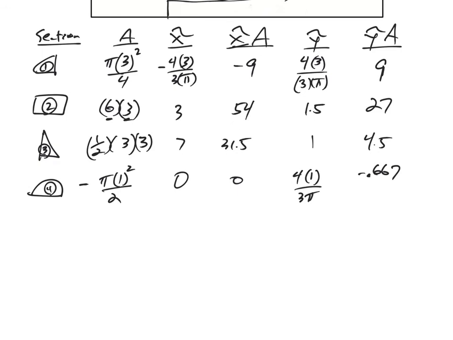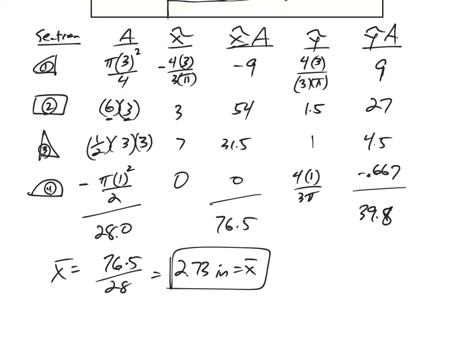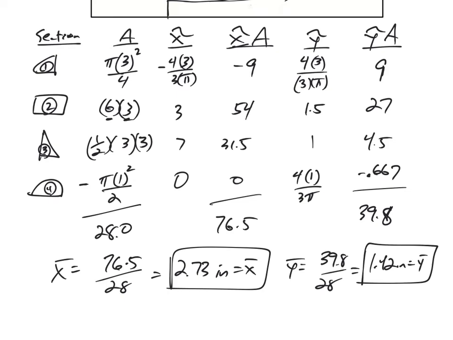So to find the centroid, I need to sum the area, x tilde A, y tilde A. Here I've got 28.0, 76.5, and about 39.8. So the x bar would be 76.5 over 28. That would be 2.73 inches. That's x bar. The y bar would be 39.8 over 28. That would be 1.42 inches. That's y bar. So that's my centroid.